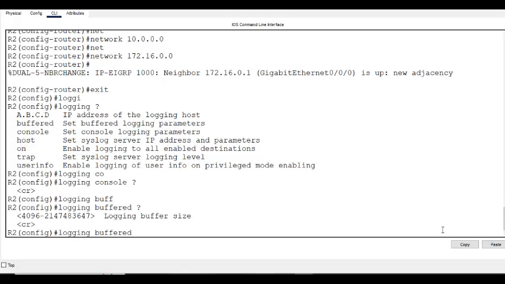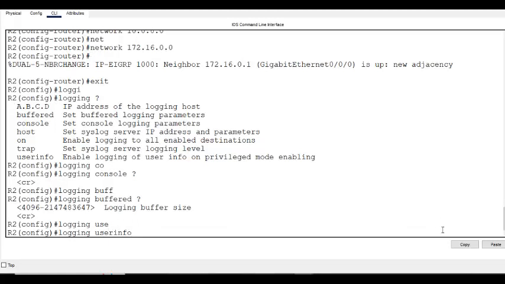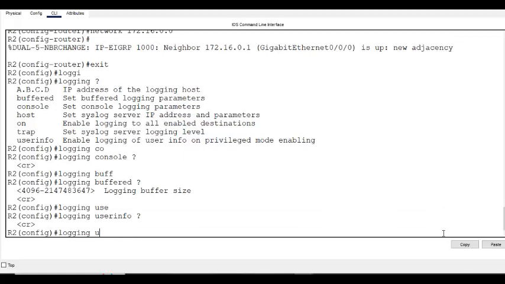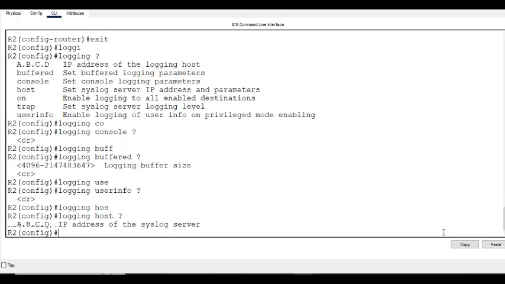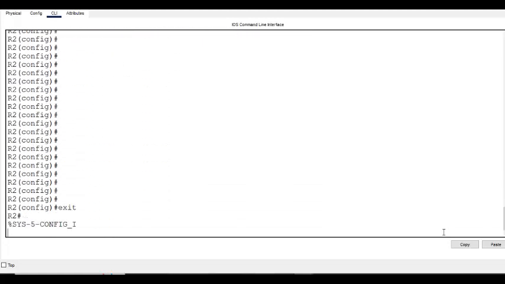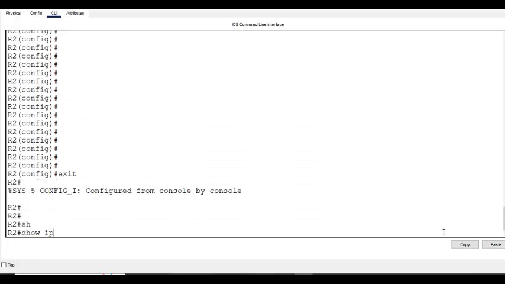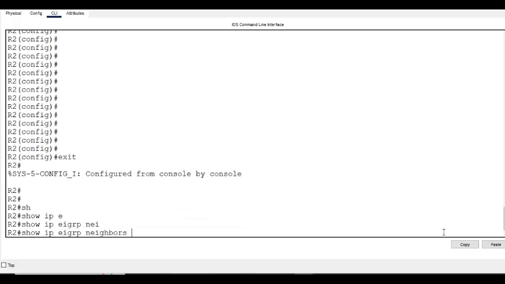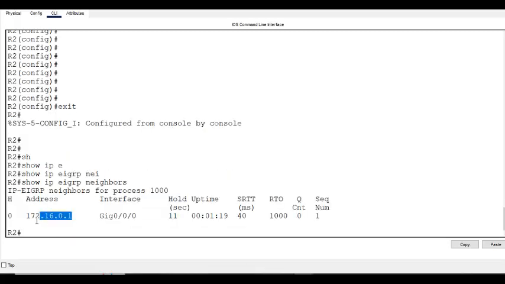Okay, so let us go and verify now. See here, show IP EIGRP neighbor. I have a neighbor. This is the 0th EIGRP host. Who is that? The one with IP 172.16.0.1, which is router one. And it is a neighbor for 1 minute and 40 seconds. We'll talk about smooth round trip, timeout, all the stuff later.